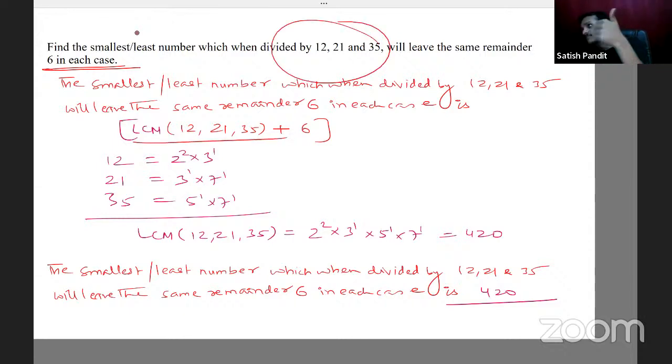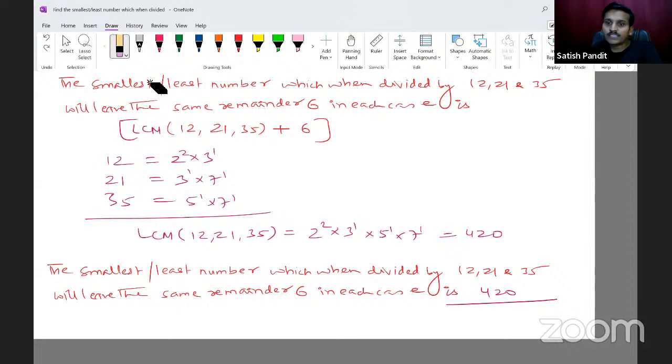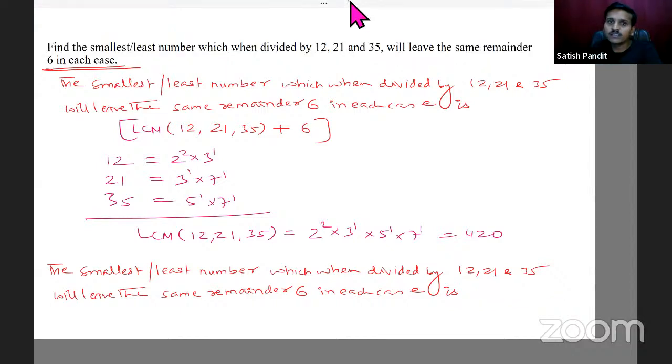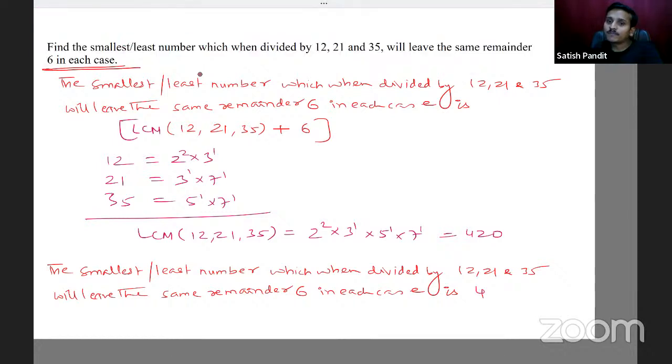Yes or no, everyone? For example, you see here we have got the answer as 420. You will add, sorry, we got the answer as 426. Okay, it will be 426. It's a mistake here. So it's actually 426. Why 426? All of you look carefully.